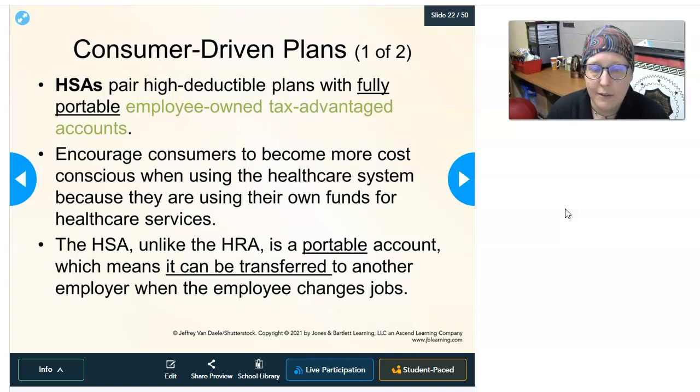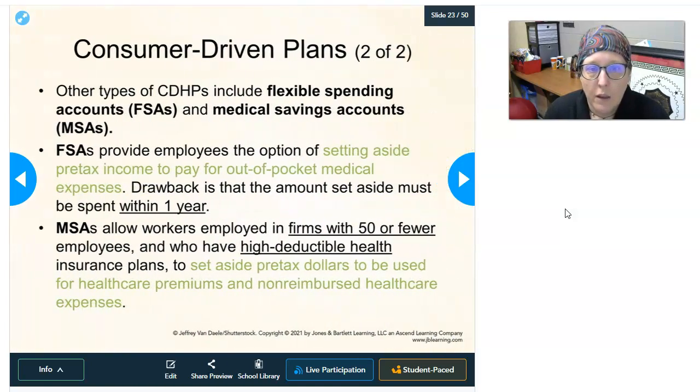So again, the savings account is a portable account, which means it can be transferred to another employer when the employee changes jobs. So there's also flexible spending accounts and medical savings accounts. Flexible spending accounts provide employees the option of setting aside, again, pre-tax income to pay for out-of-pocket medical expenses. The drawback of the FSA is that the amount set aside must be spent within 1 year, and you have to decide how much you want.